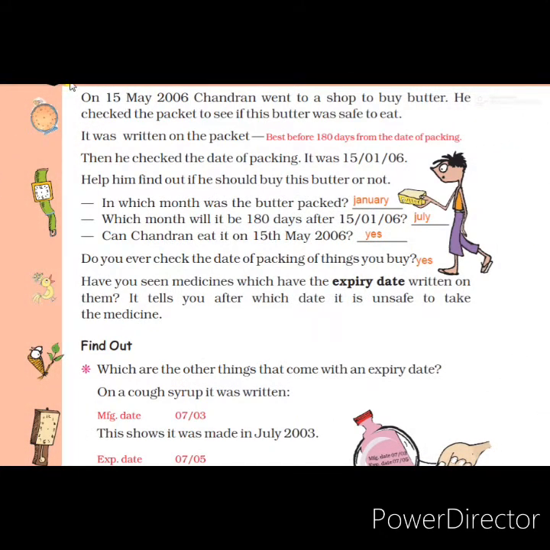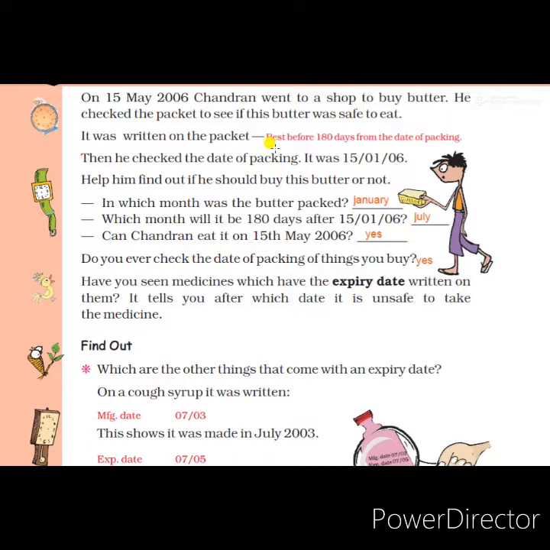Today I will explain page number 48. On this page we have to find out the expiry date of some products. Students, we know that all materials or products are produced on some date, and they write the expiry date also on the packet. Children, have you ever noticed it? Here, see what we have to find out.